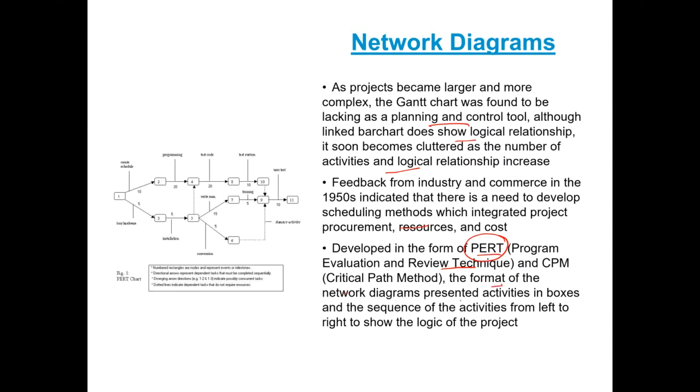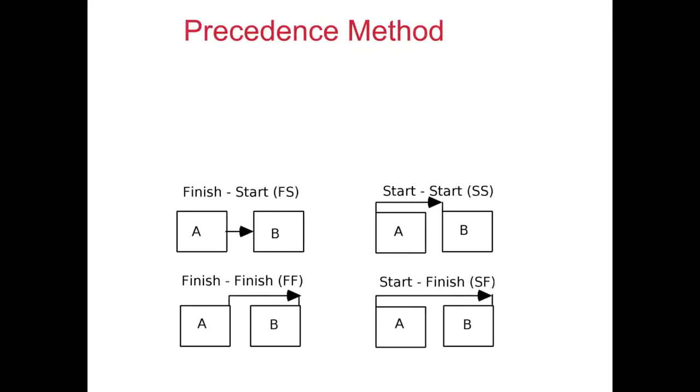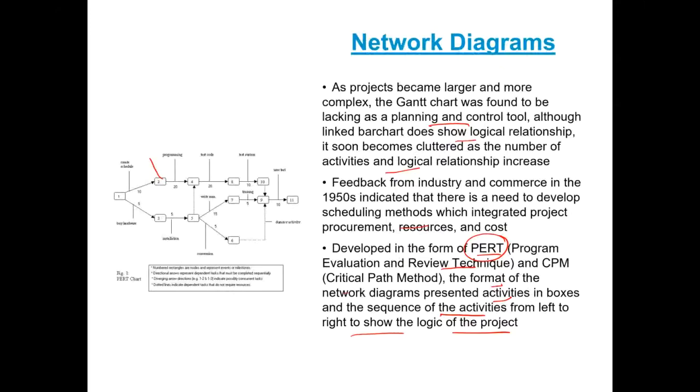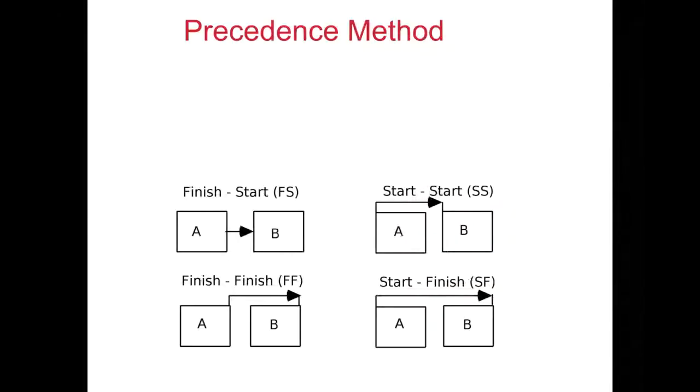The format of the network diagram presents activities in boxes, and the sequence of activities from left to right shows the logic of the project, right? So we learned how to draw a network diagram. Very often we draw a network diagram at a strategic level, and this could be, for instance, a project on its own, where we could be talking about different blocks within the entire site. And a network diagram gives us an understanding of the overall logical sequence.